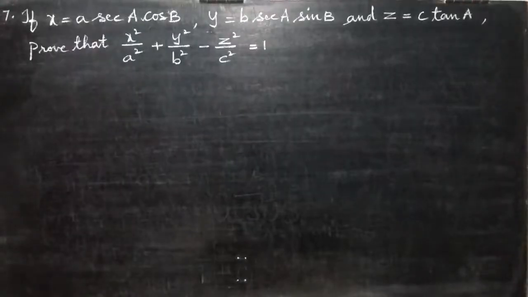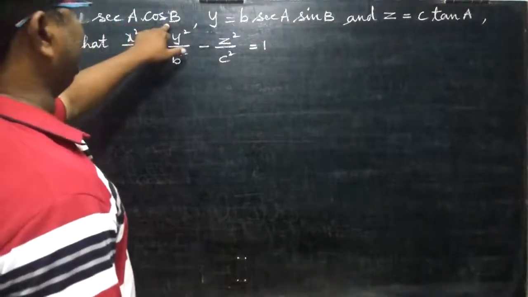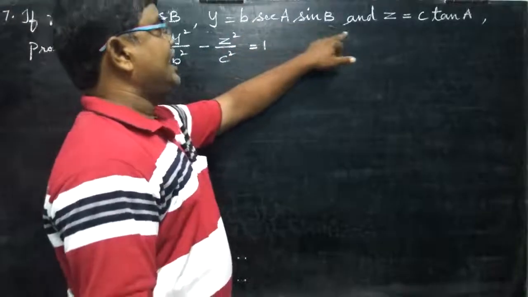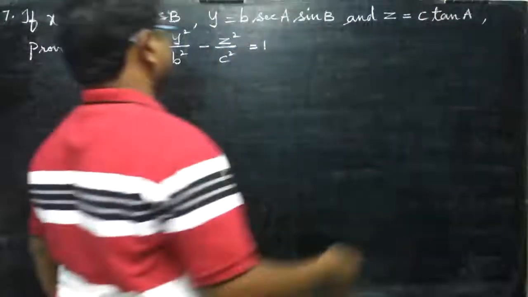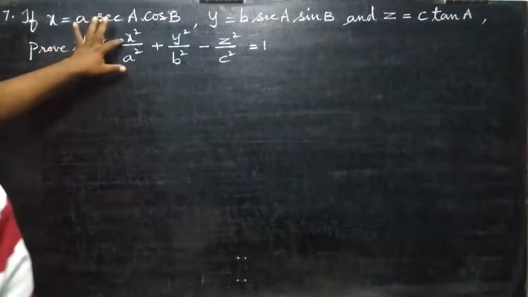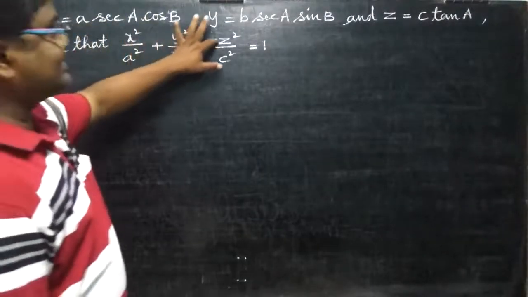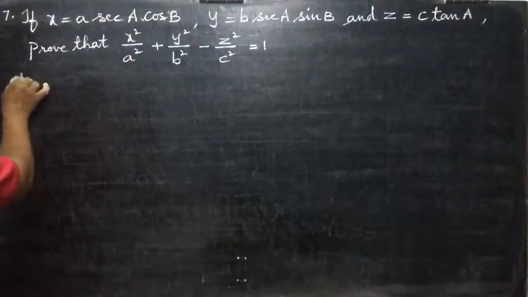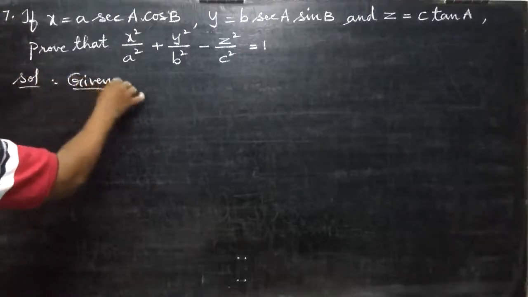Seventh problem. If x is equal to a secant A into cos B, y is equal to b secant A into sin B, and z is equal to c tan A, prove that x square by a square plus y square by b square minus z square by c square is equal to 1. So the solution, we will do it one by one.